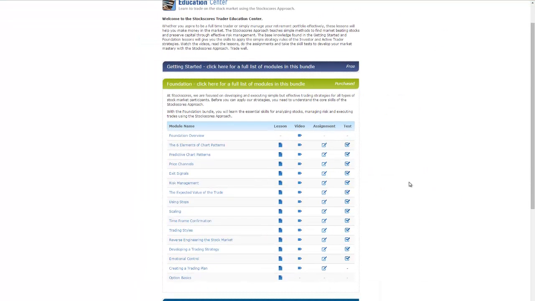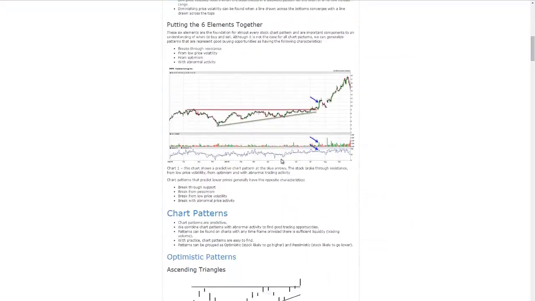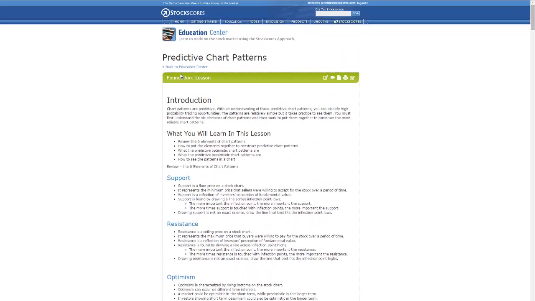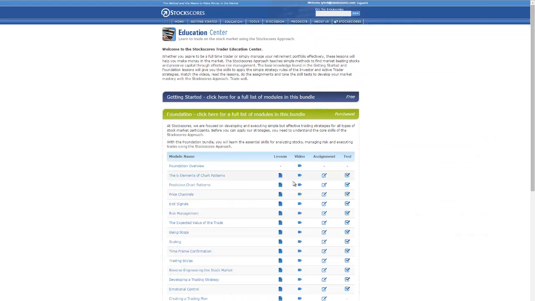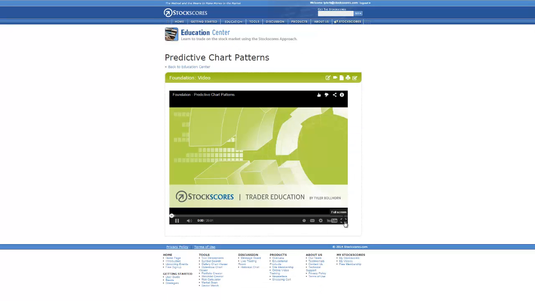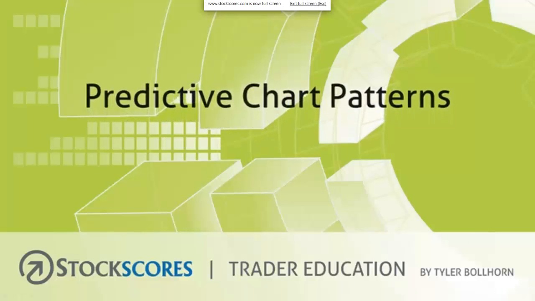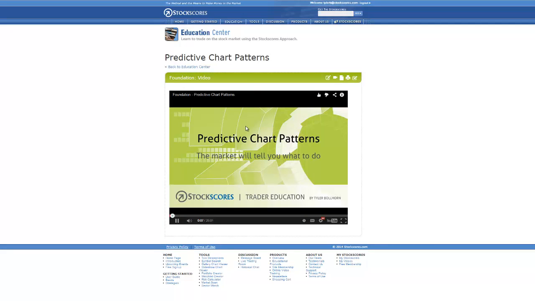So you'll see there that we have a written lesson. You can click on, for example, predictive chart patterns, and it's all explained there on screen how that all works. Now we can jump back, and then there's also a video that explains what is in the written lesson, and that can play right there. You can make it full screen if you want by clicking on the little full screen button in the bottom right hand corner and watch that video. This particular one is 26 minutes long.